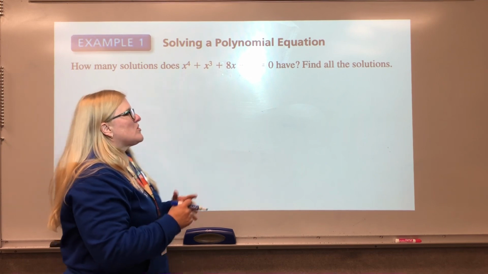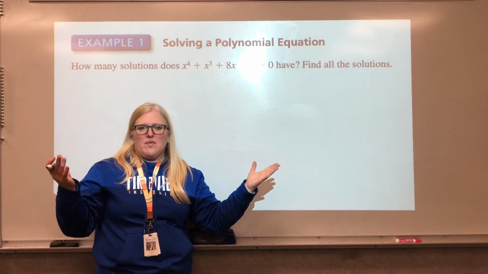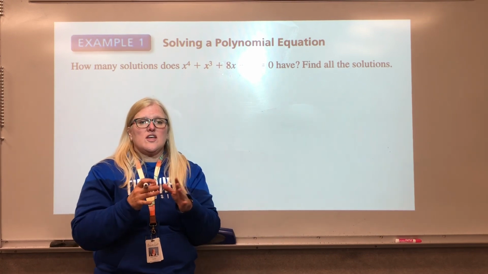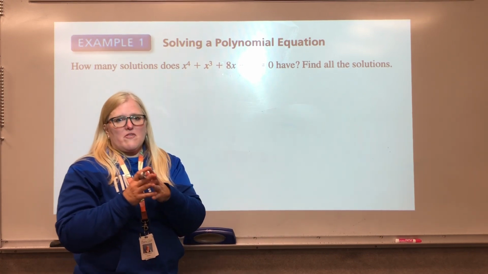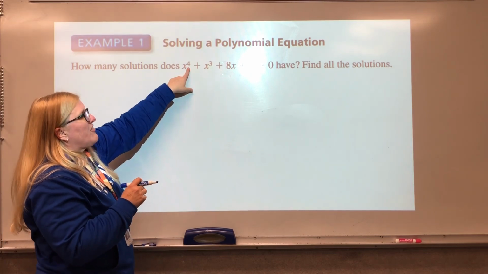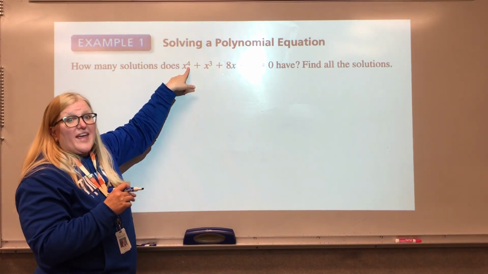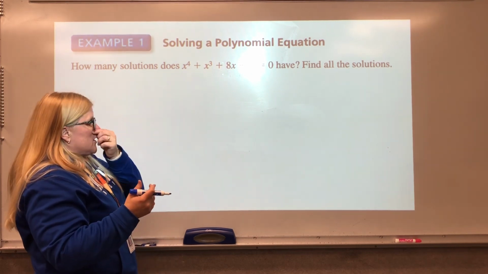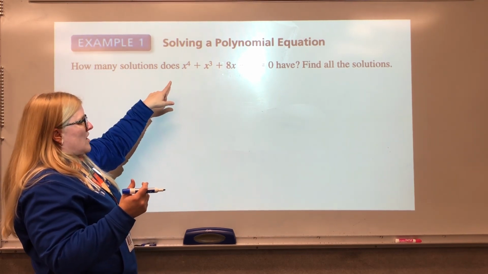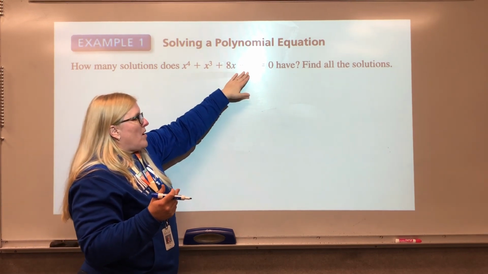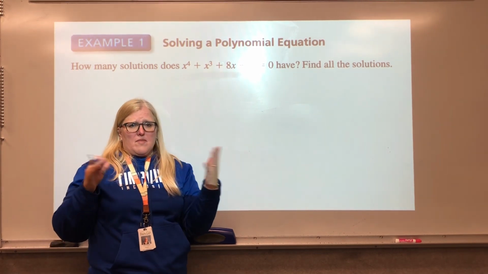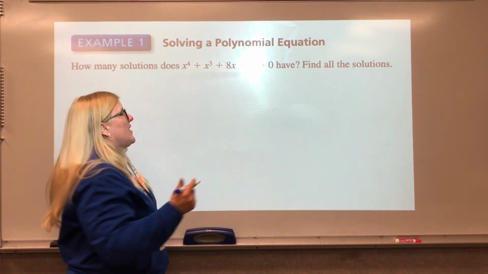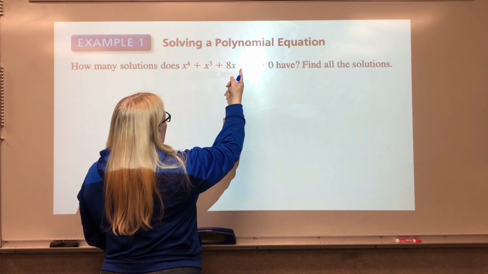All right, so first of all, we need to know how many solutions there are, how many roots. What we just learned with the fundamental theorem of algebra is that we look at the degree of the polynomial, and we have 4. Now we want to find all the solutions, and usually when I see a polynomial with 4 terms, I automatically look to see if I can factor by grouping. And it just so happens that I can on this one.